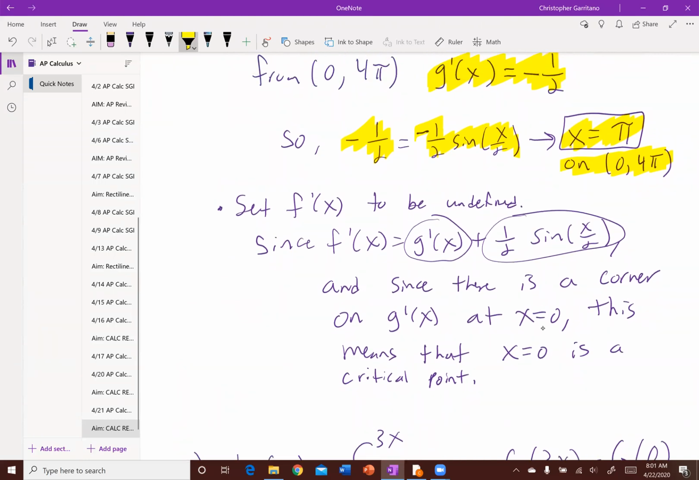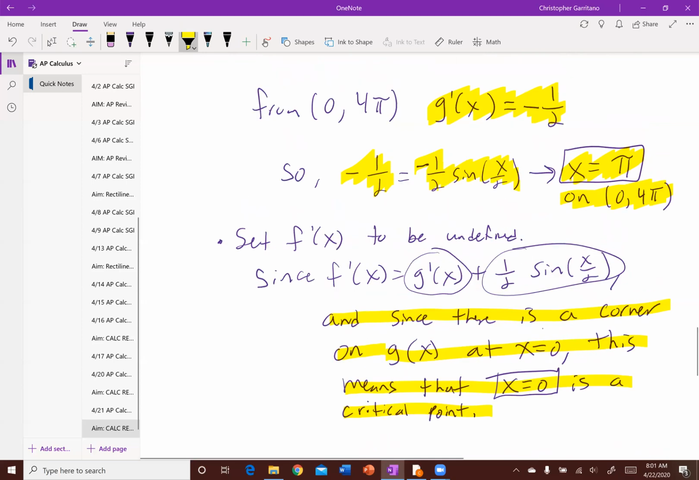All right, so, and I basically just kind of explained that here. Since there's a corner on g of x at x equals 0, this means that x equals 0 is a critical point because g prime of x doesn't exist. And of course, f prime of x is related to g prime of x. So if g prime is undefined, then that means f prime is undefined. Okay, so there you have it. So you have two critical points. They are at x equals pi and at x equals 0.